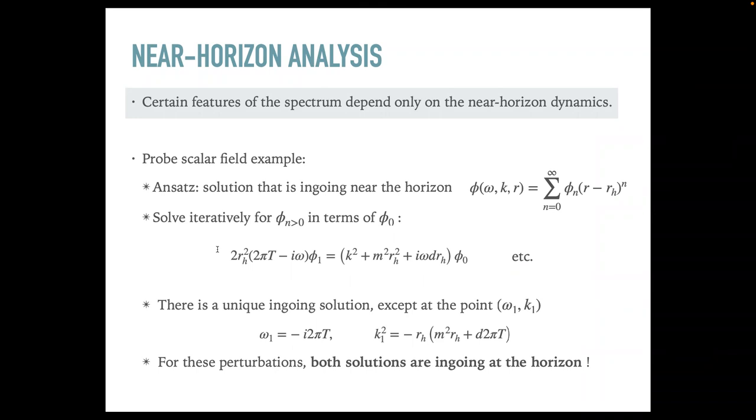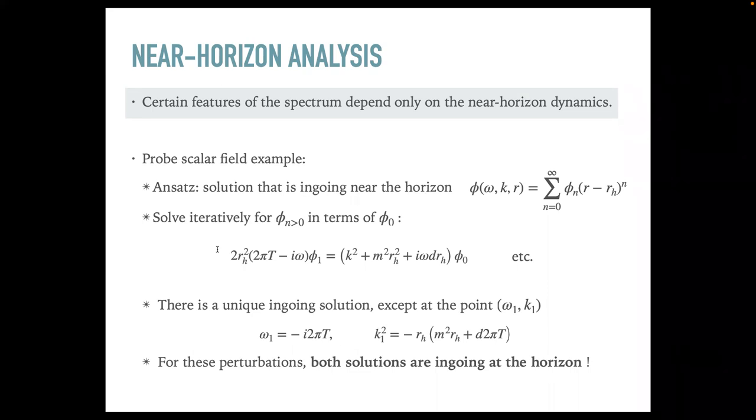And now I want to move on and explain, again in this very simple example, that certain features of this spectrum actually depend only on what's happening near the horizon. And really, it's very simple to see how this works. So I'm going to stick with this probe scalar field example just to keep the algebra a bit more manageable.